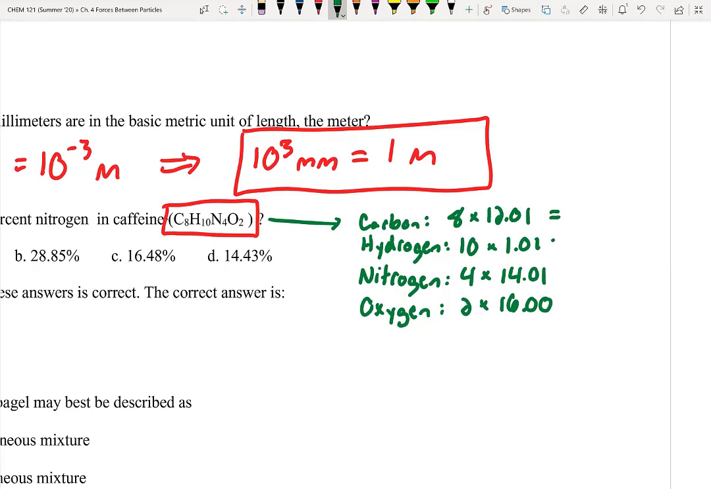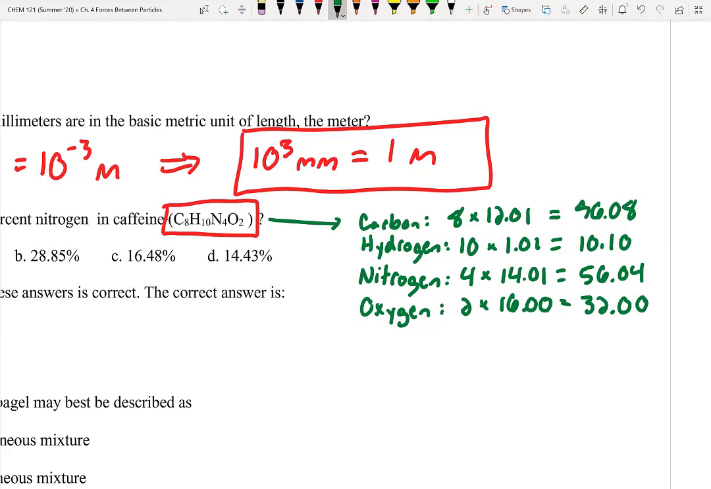So let's go ahead and add up all of these. So let's do 8 times 12.01. That's 96.08. And then 10 times 1.01, it's just 10.10. And then 4 times 14.01 would be 56.04. And then the last one, 2 times 16 would be 32.00.